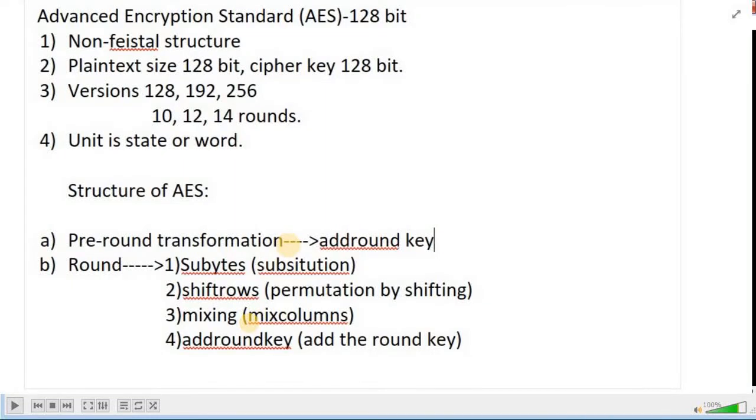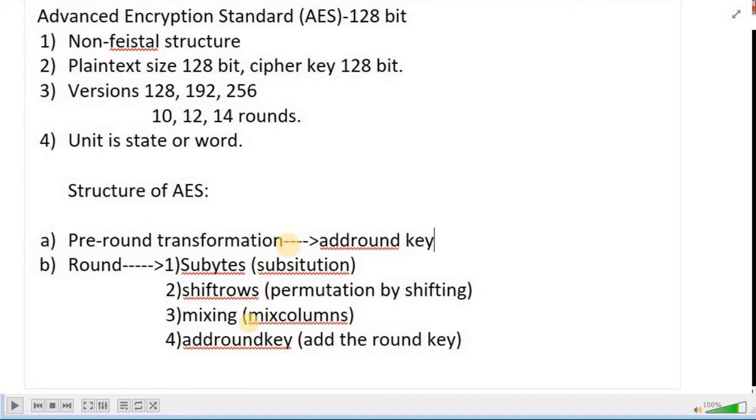Hello students, in this lecture I will tell you about the Advanced Encryption Standard, AES algorithm. So the first point about the AES algorithm is that Advanced Encryption Standard uses the non-Feistel structure. In the non-Feistel structure we do not need to divide our plain text into an equal number of blocks. Also, in the non-Feistel structure we carry only the invertible components.